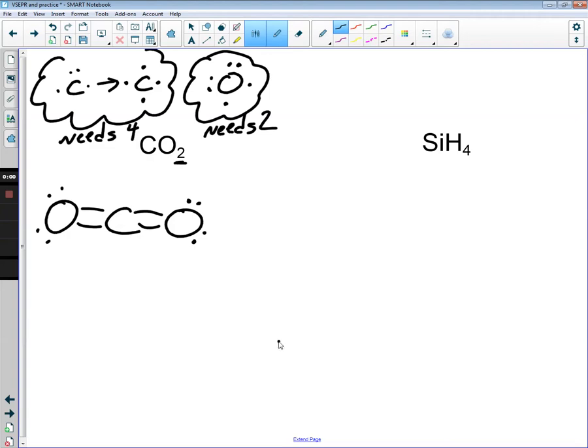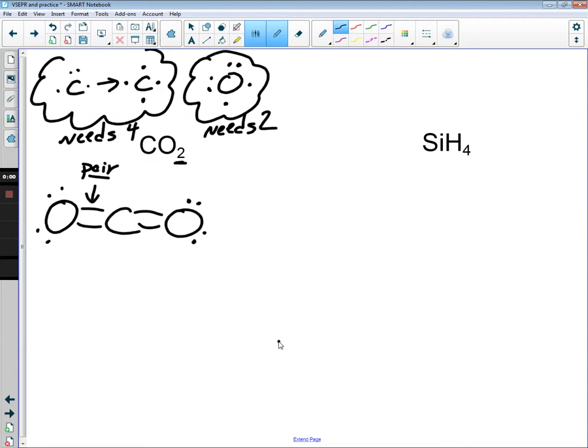Now, remember, each one of these represents a pair of electrons. So how many total electrons are around the oxygen on the left? I've got 1, 2, 3, 4, 5, 6, 7, 8. So he's happy. This one over here, same thing. 1, 2, 3, 4, 5, 6, 7, 8. He's happy. Carbon in the middle, 2, 4, 6, 8. He's happy. Everybody's happy. So now we need to predict what kind of shape this is going to take.